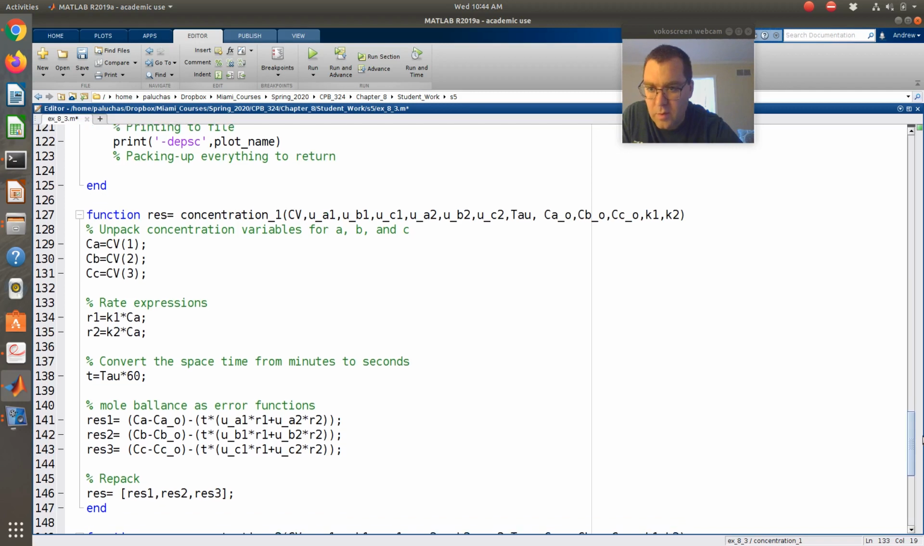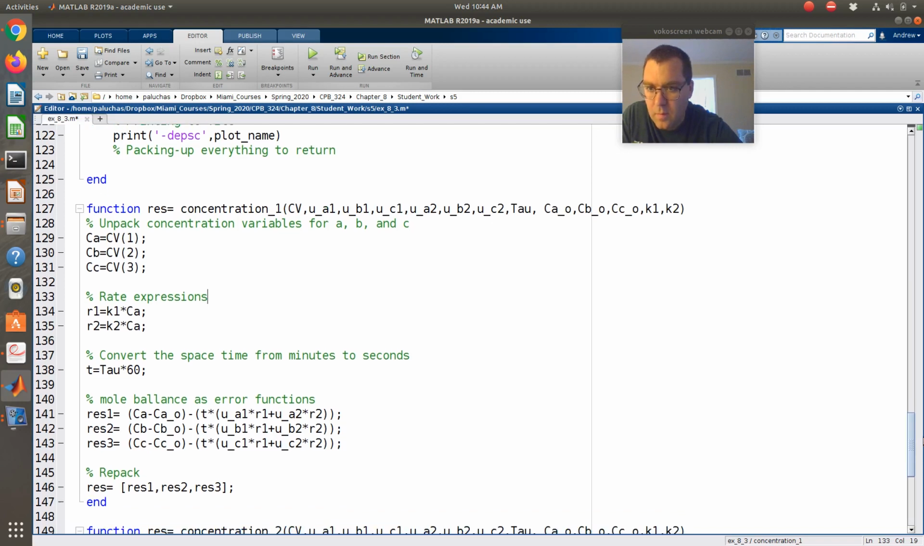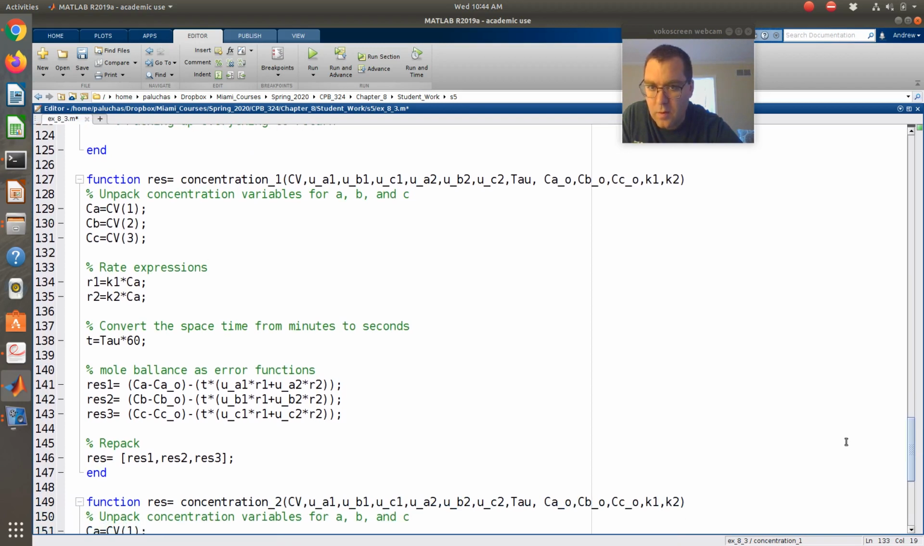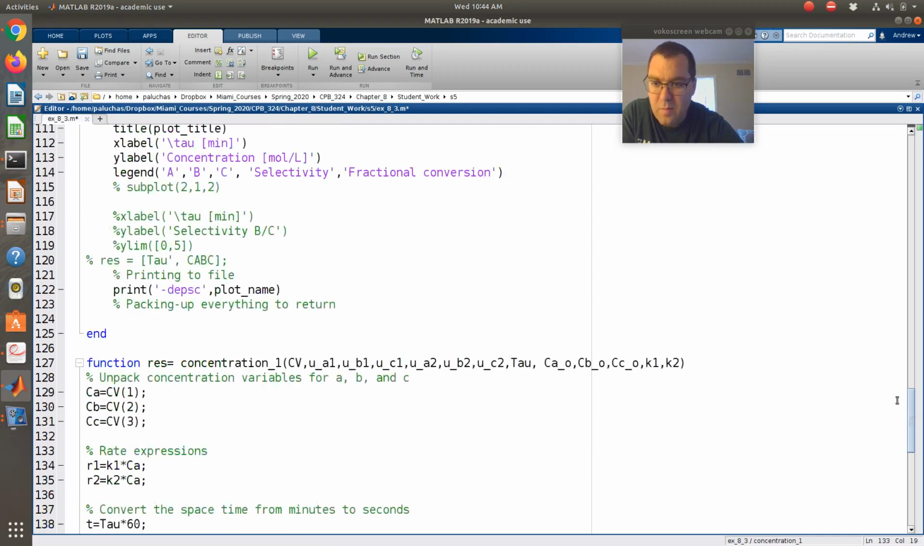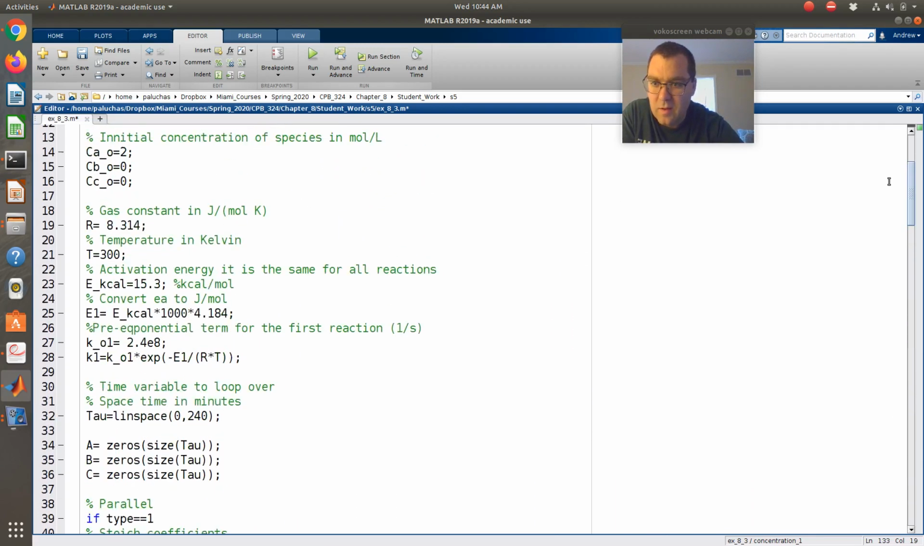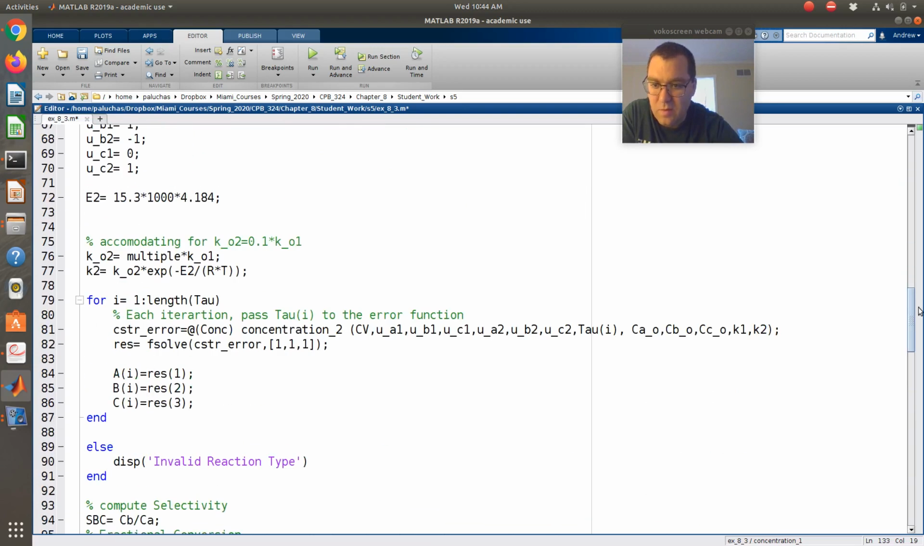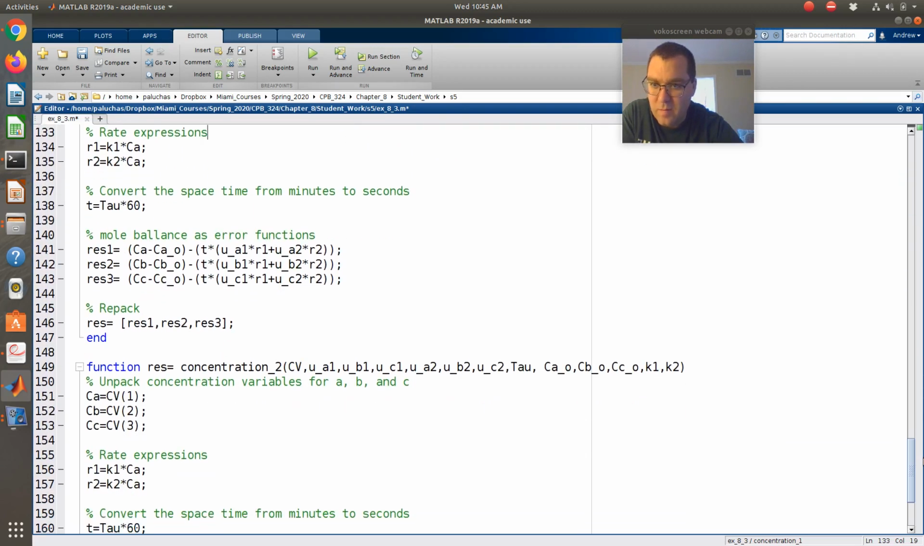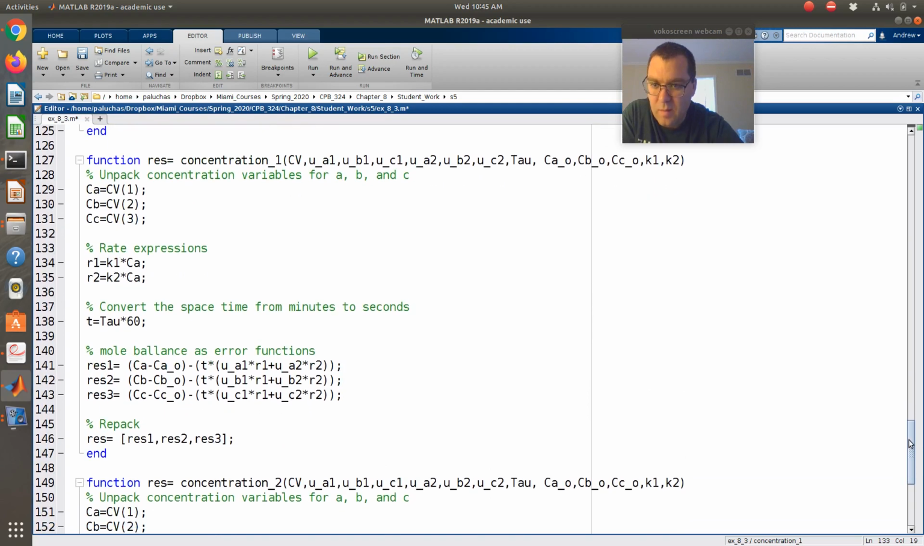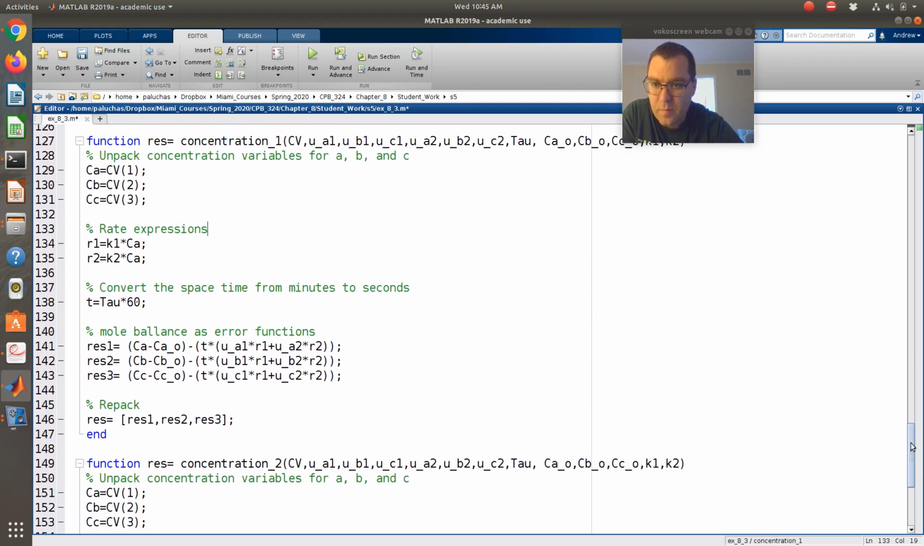Rate expression, good. Your rate expression has to appear in here because it's dependent on CA, which we're trying to solve for. So you convert the space-time from minutes to seconds. Tau in your for loop is in minutes, so that would have been a good thing to indicate up here. Well, I guess you do, it's in minutes. So you convert from minutes to seconds because your unit of time in your rate expression is inverse seconds.